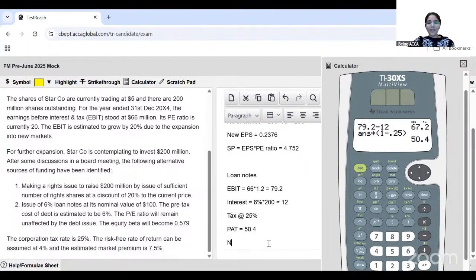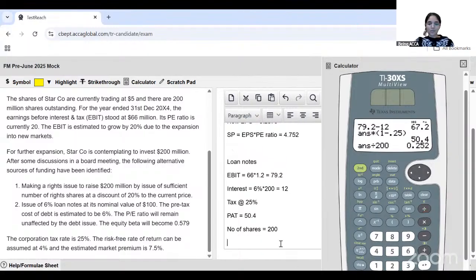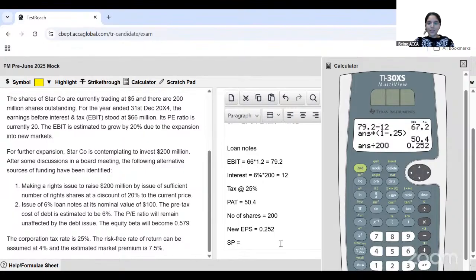Now here you divide this by number of shares to find out your EPS. Number of shares, because all of the extra money is coming in through loan notes, remain the same, which is 200 million shares. So you divide this by 200 million and now your new EPS is going to look like this. New EPS is 0.252 and that means your share price is going to be 0.252 multiplied by the PE ratio of 20. So let's do that into 20. That gives us 5.04. So this is even higher than what we had calculated as the TERP.